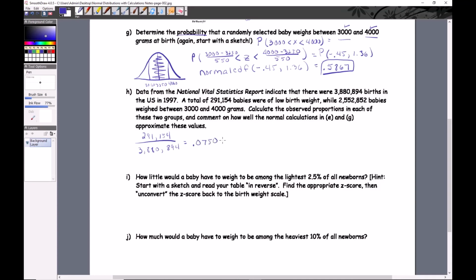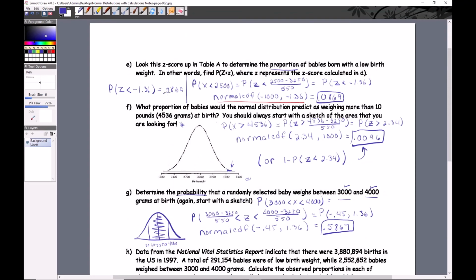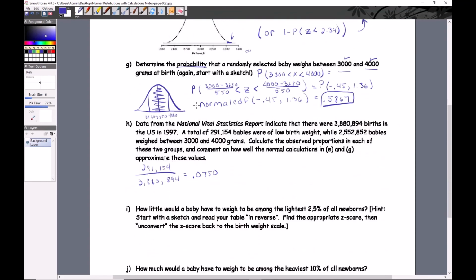0.0750. Now remember, up here in part E, we had 0.0869. So we have that as an estimate, 0.0869. And so that was our estimate, and they're pretty close. This is what we would expect. Now, to get between the 3,000 and the 4,000, we already have that estimate, so let's see what it is for real.